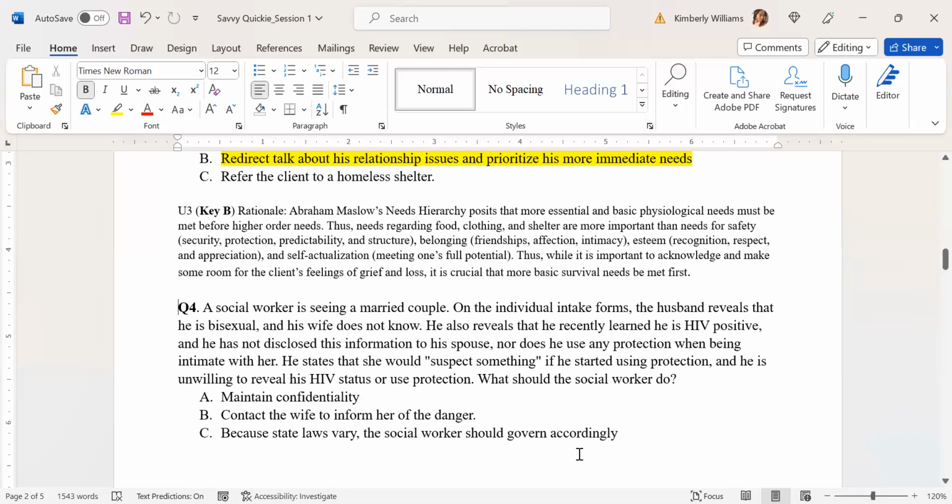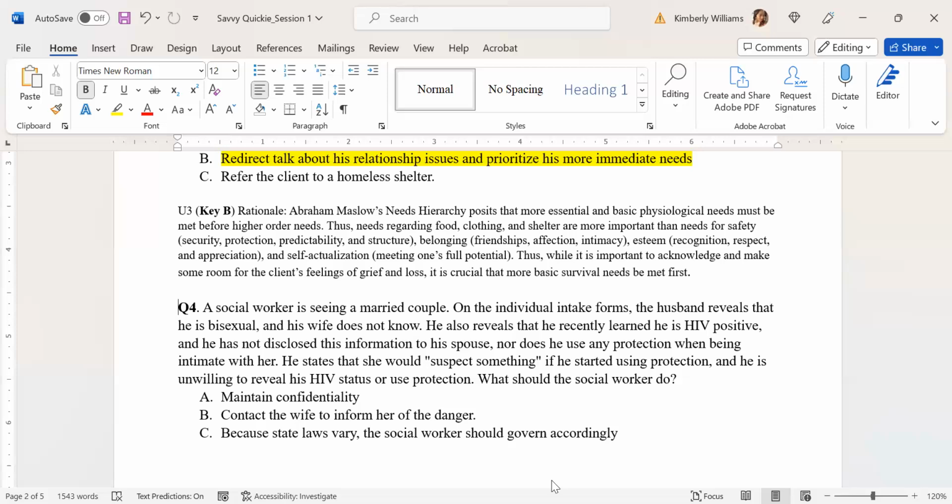A social worker is seeing a married couple. On the individual intake forms, the husband reveals that he is bisexual and his wife does not know. He also reveals that he recently learned he is HIV positive and he has not disclosed this information to his spouse, nor does he use any protection when being intimate with her. He states that she would suspect something if he started using protection, and he is unwilling to reveal his HIV status or use protection. What should the social worker do?